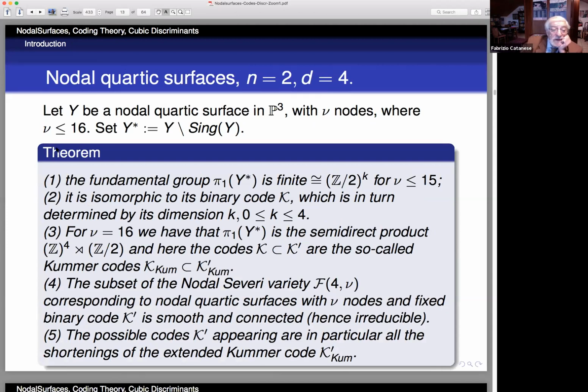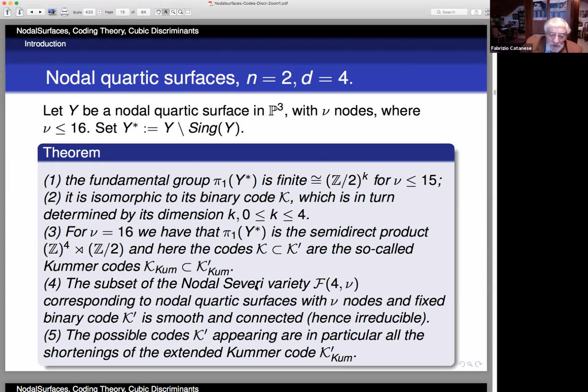This is the result. If Y is a nodal quartic surface in P3 with ν nodes, and of course ν is at most 16, I denote by Y star the smooth part of Y. Then the theorem says that the fundamental group of the smooth part is finite and equal to Z mod 2 to the k for ν at most 15, and it is isomorphic to a binary code, which I will introduce later, which is in turn determined by its dimension. If ν equals 16, as is well known, the fundamental group of the smooth part is the semi-direct product of Z to the fourth times Z mod 2 acting on Z mod 4 by -1.